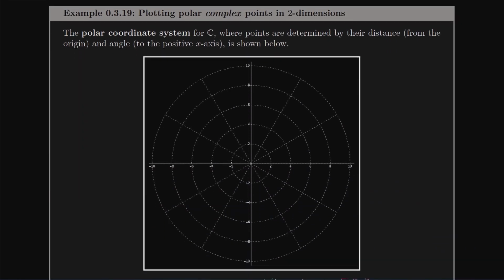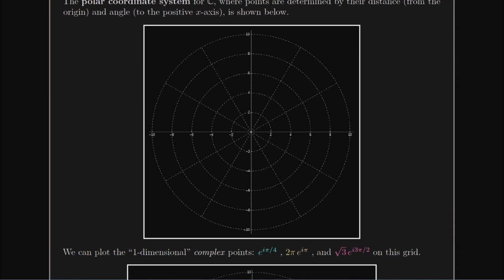So now we can actually think about plotting polar complex points in 2 dimensions. So if I've been given maybe my complex point e to the i pi over 4, we should identify the radius here, even though it hasn't been explicitly shown. It's a radius of 1 because there's kind of an implicit multiplication by 1 in front of this term. So we've got a radius of 1 and an angle measurement of pi over 4. We're just going to go back to where we were before. This is the point e to the i pi over 4.